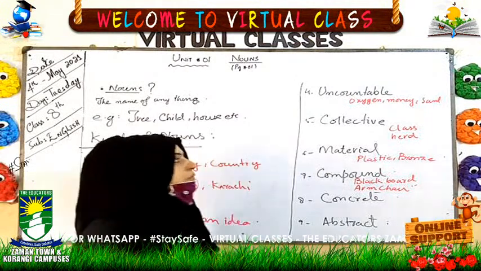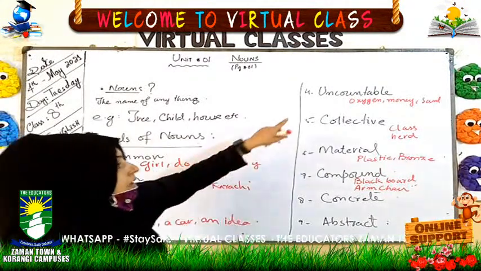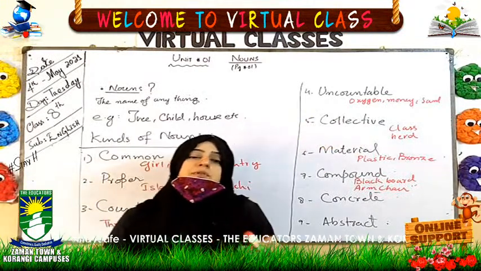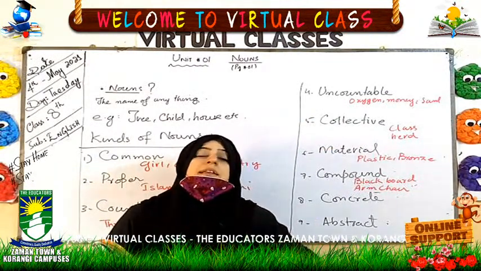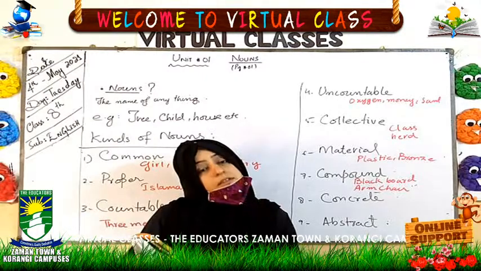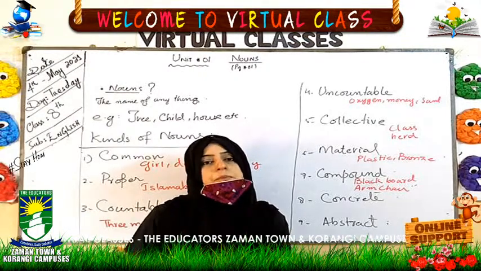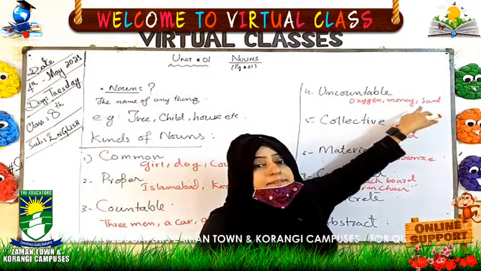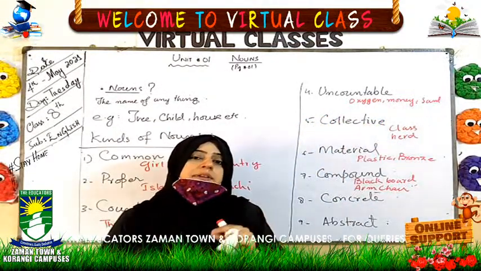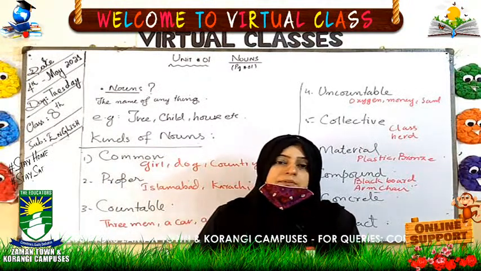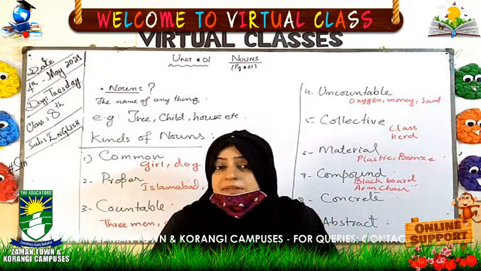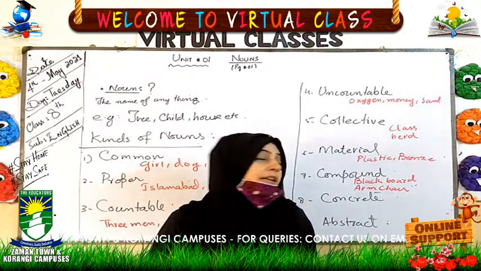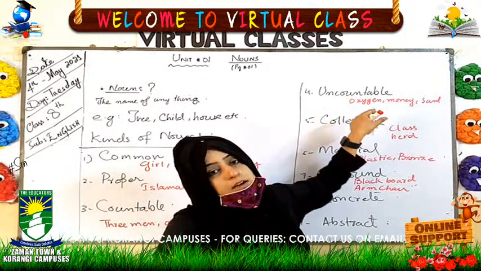Now come up to the next, this one is uncountable. Uncountable noun means the things which you cannot number, cannot count, but you can measure. For instance, oxygen, money, sand. Yes, we are having certain parameters, certain measurements, we can measure, but we cannot count exactly the molecules of everything, so it would be the uncountable one.